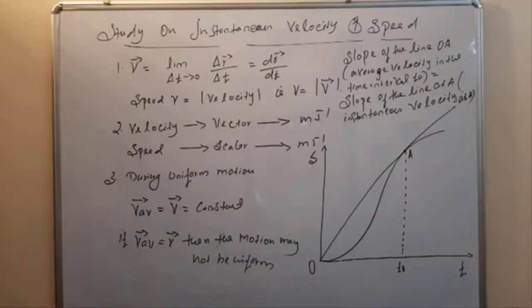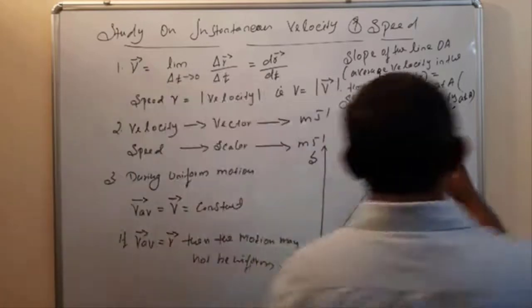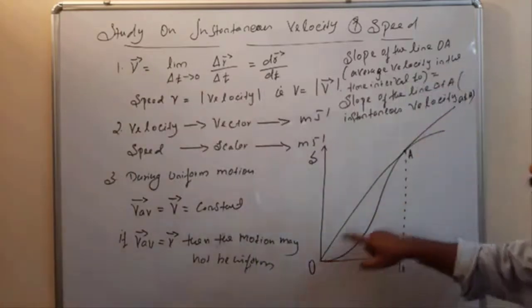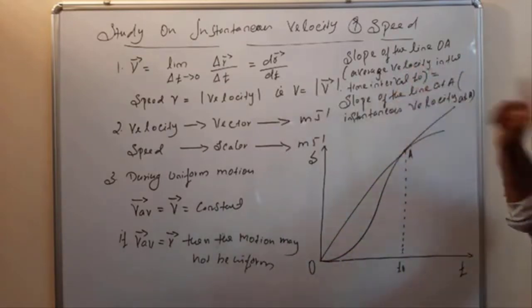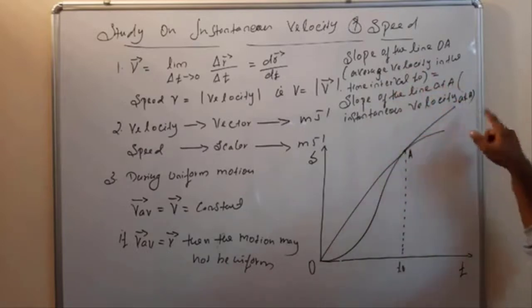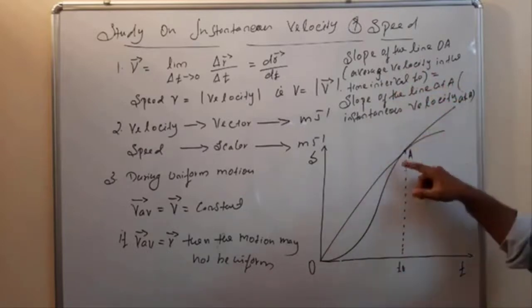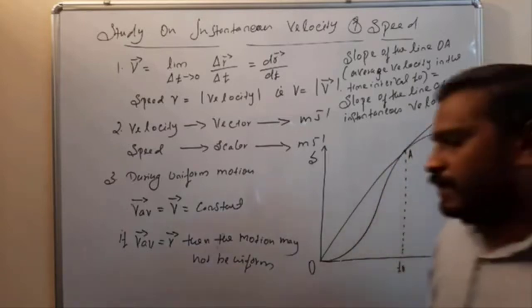But the converse may not be true. That is, if average velocity is equal to instantaneous velocity, then the motion may not be uniform. So from this graph we can explain. The slope of the line OA, that is the average velocity, is equal to the slope of the line at A. So the instantaneous velocity is the same, but from this graph you can understand the motion is not uniform.